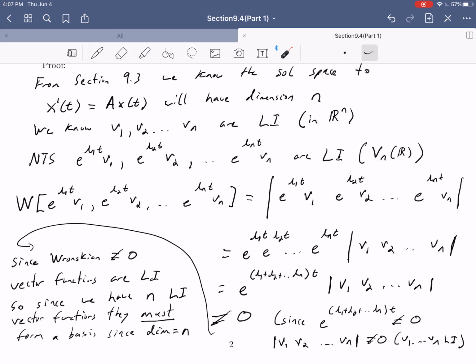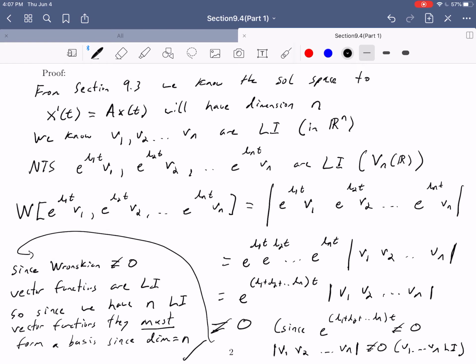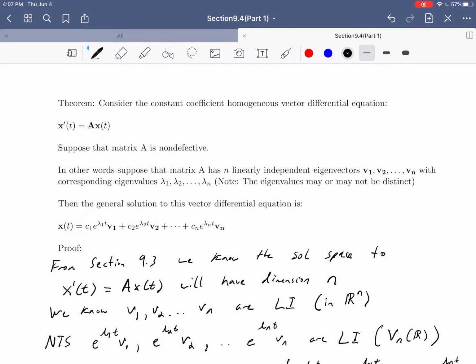That guarantees that they'll also be spanning. It guarantees that they're a basis. There we go. We've now proved our theorem there. Check.